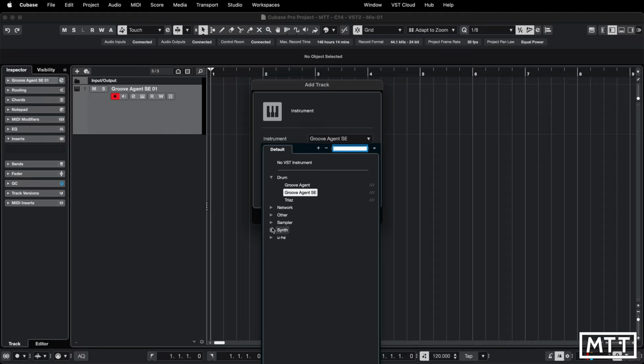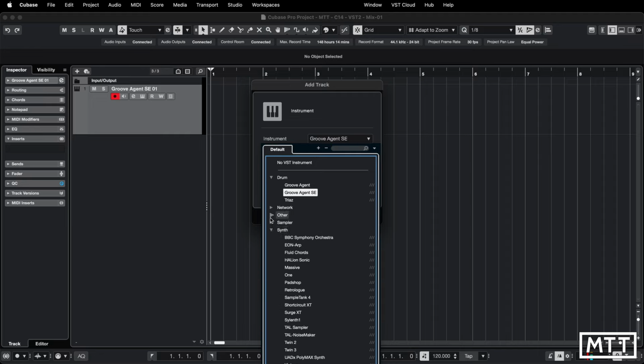etc., are VST3. Whereas if I add an instrument track, we will probably see some of them here, probably under other. Yeah, so you can see some of these here are VST2, so they don't have the 3 lines. That isn't the case when you have got VST2 disabled. So take a note here, Groove Agent, Groove Agent SE, and Triaz are all VST3.